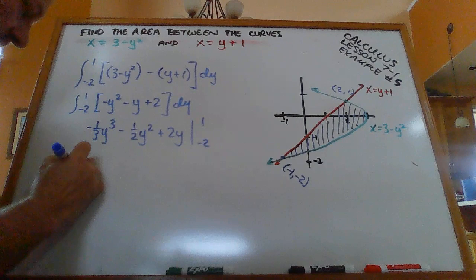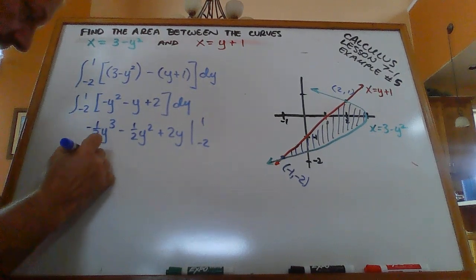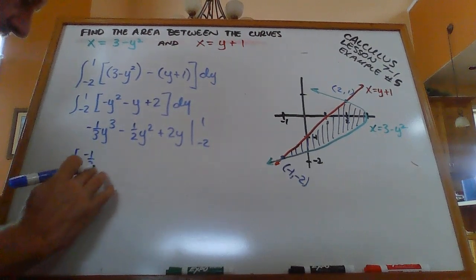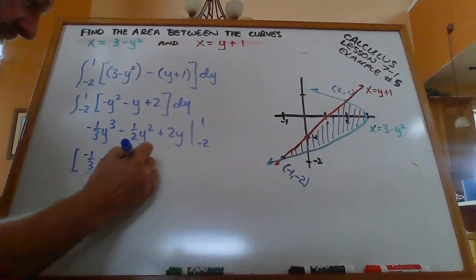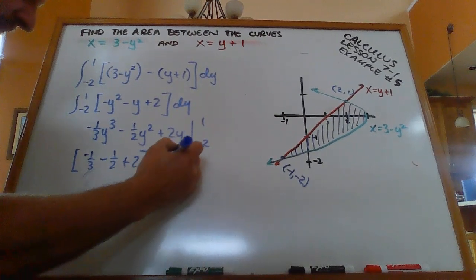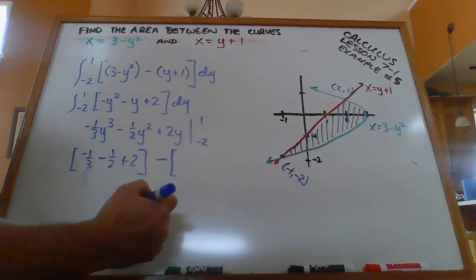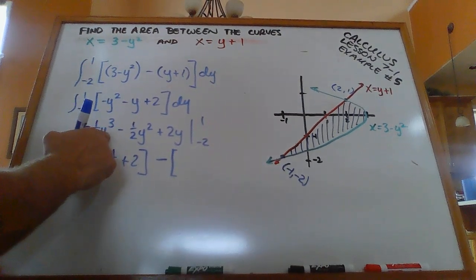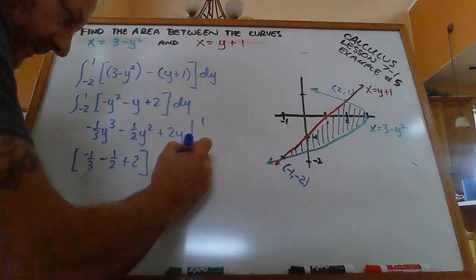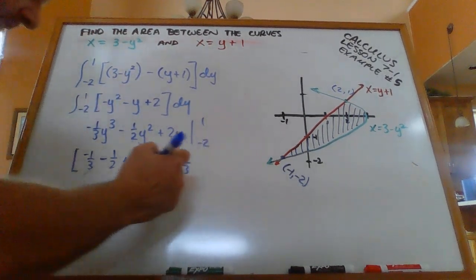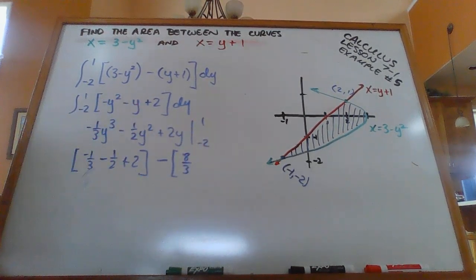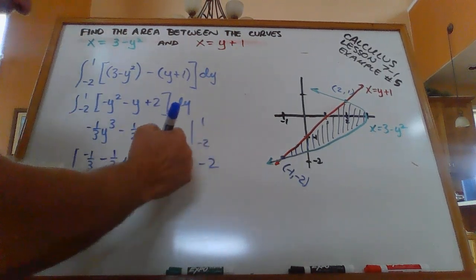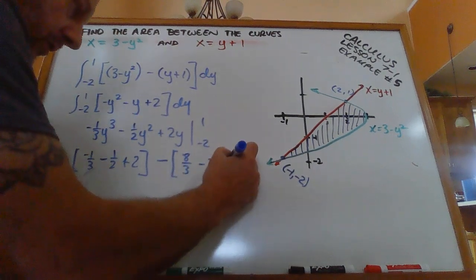Go ahead and plug in 1. That's pretty easy to do. You can almost do that in your head: -1/3 minus 1/2 plus 2, minus, this one might be a little bit harder. I plug in -2 and I get -8 here times -1/3, which is positive 8/3. And -2 squared is 4, and -1/2 of that is -2. And -2 times 2 is -4.